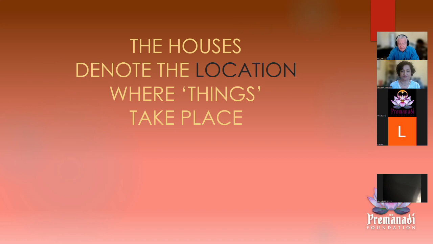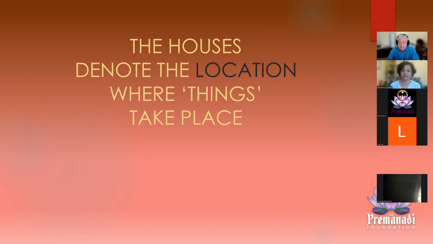Let's talk about the next element, which is the houses. They denote the location where things take place. Okay, so when you deal with astrology, we will also talk about the signs, of course, and what they do and how they are. But the houses denote where things happen. If I tell you, for example, that you're going to be driven by a lot of love, that really is not going to help you very much, because it doesn't tell you where that love is directed.